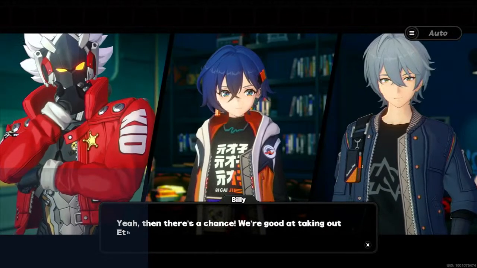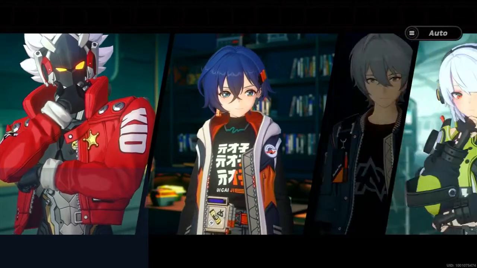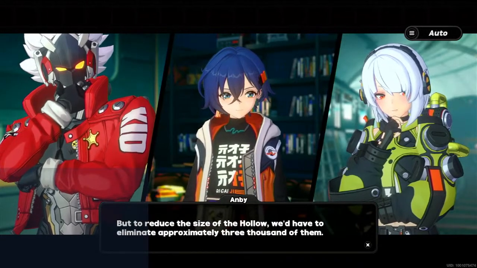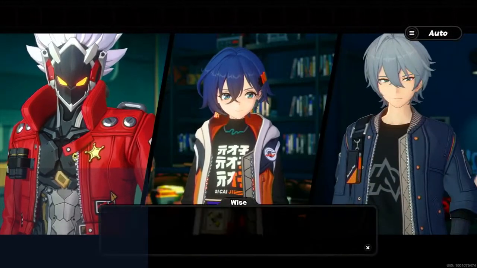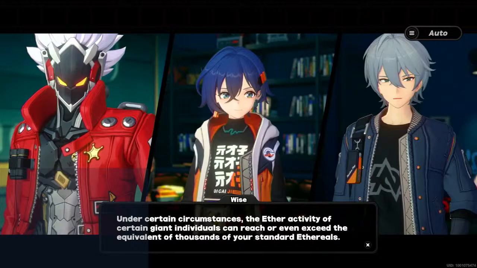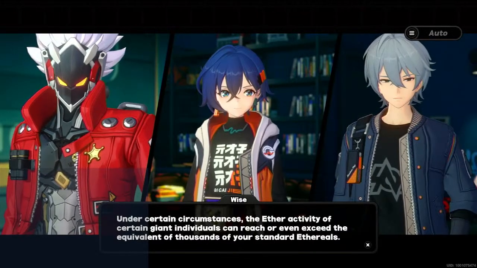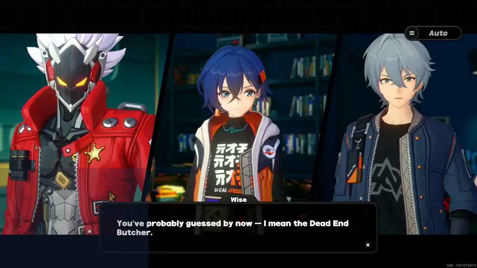Yeah! Then there's a chance! We're good at taking out ethereals! But to reduce the size of the hollow, we'd have to eliminate approximately 3,000 of them. Ugh. Under certain circumstances, the ether activity of certain giant individuals can reach or even exceed the equivalent of thousands of your standard ethereals. You've probably guessed by now. I mean the dead-end butcher.